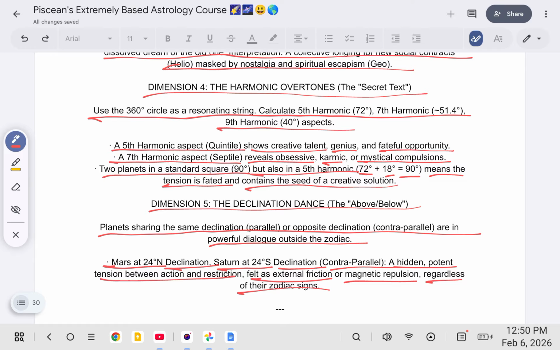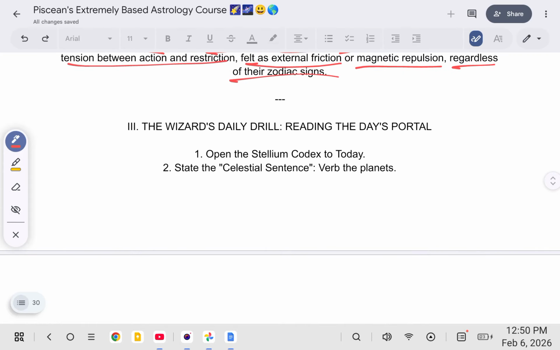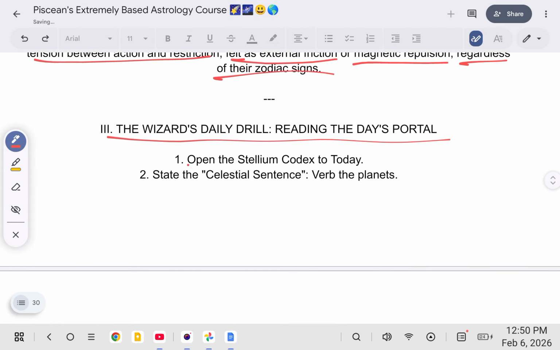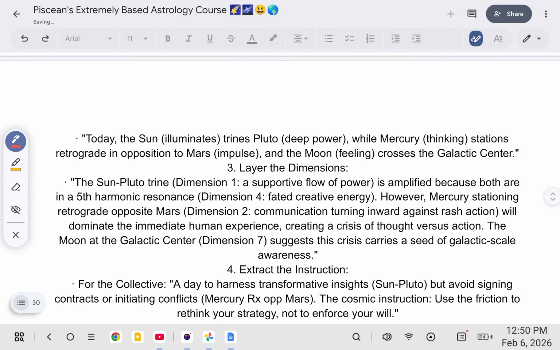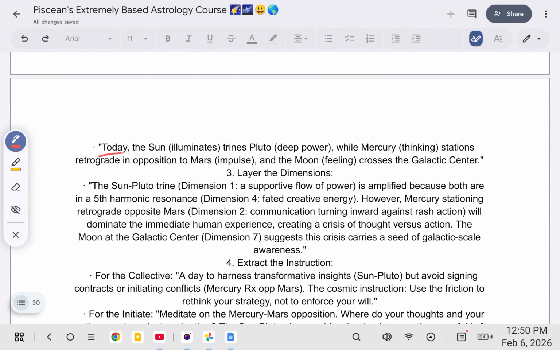So now let's look at the wizard's daily drill, reading the day's portal. We can open the Stellium Codex to today, state the celestial sentence, verb the planets, and here's how we do this. Here's an example. Today, the Sun, illuminating, trines Pluto, deep power, while Mercury, thinking, stations retrograde in opposition to Mars, impulse, and the Moon, feeling, crosses the galactic center.